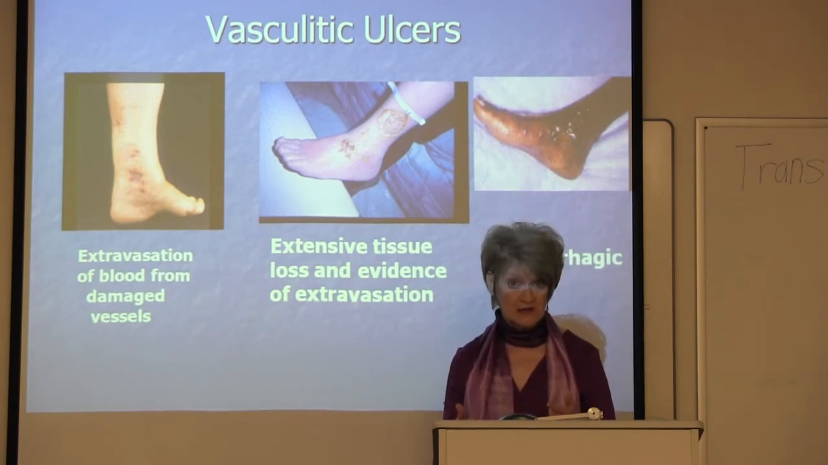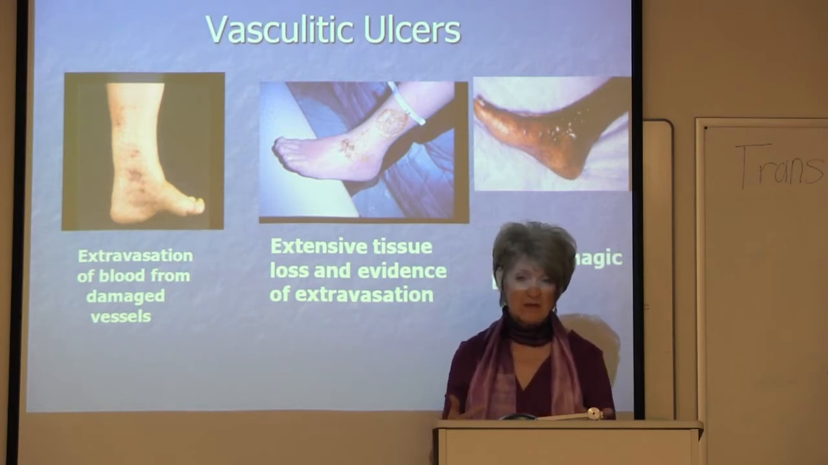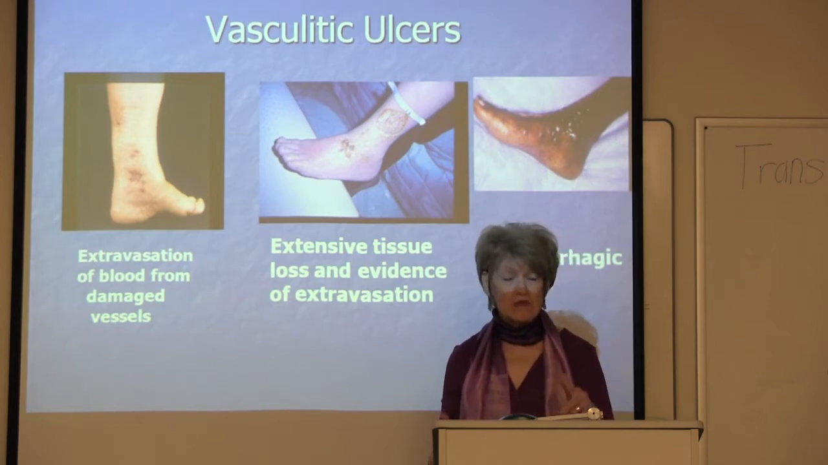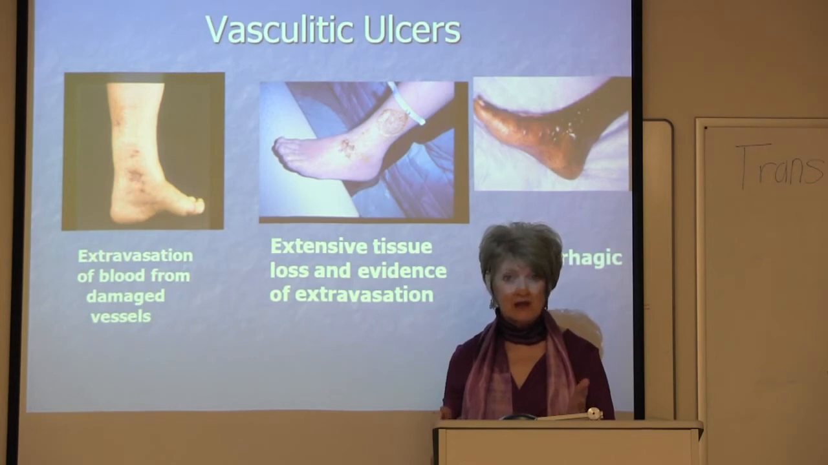So in other words, multiple indicators that arterial perfusion is normal, and yet you have these full thickness, pale wounds. Remember the other differentiating factor: systemic symptoms, fatigue, malaise, joint pain. That helps to differentiate a vasculitic ulcer from an arterial ulcer.